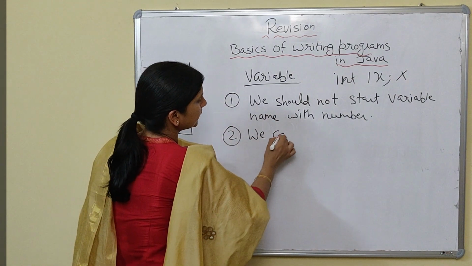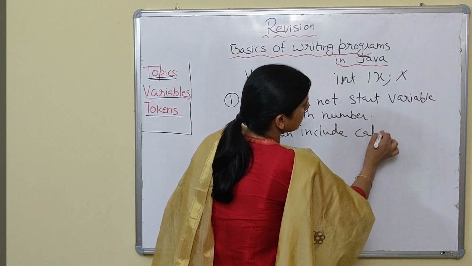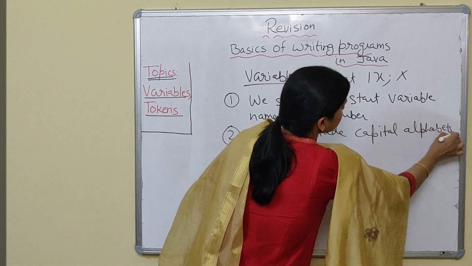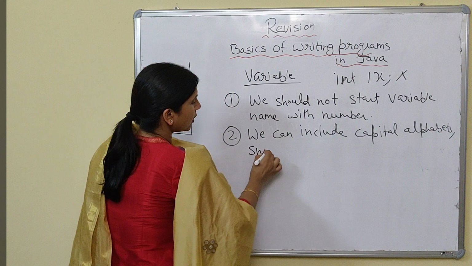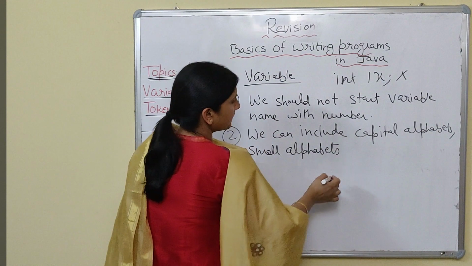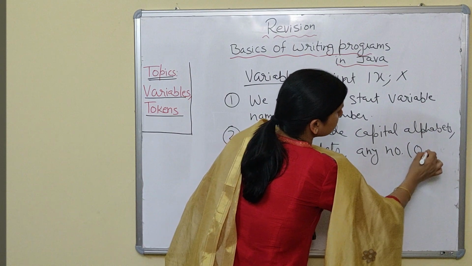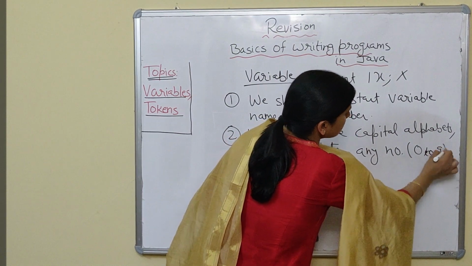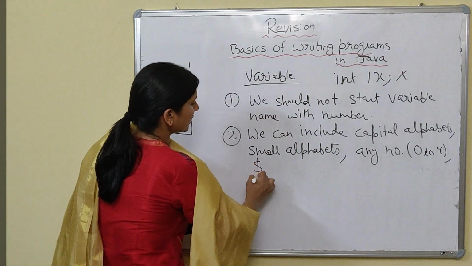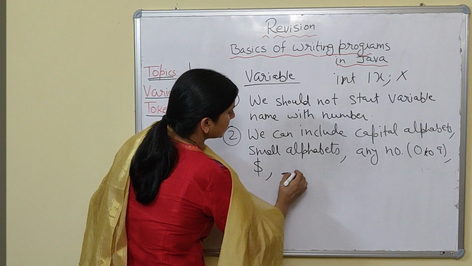We can include capital alphabets. The second rule is capital alphabets, small alphabets, any number 0 to 9, or some special characters like dollar and underscore. These are valid: dollar and underscore.